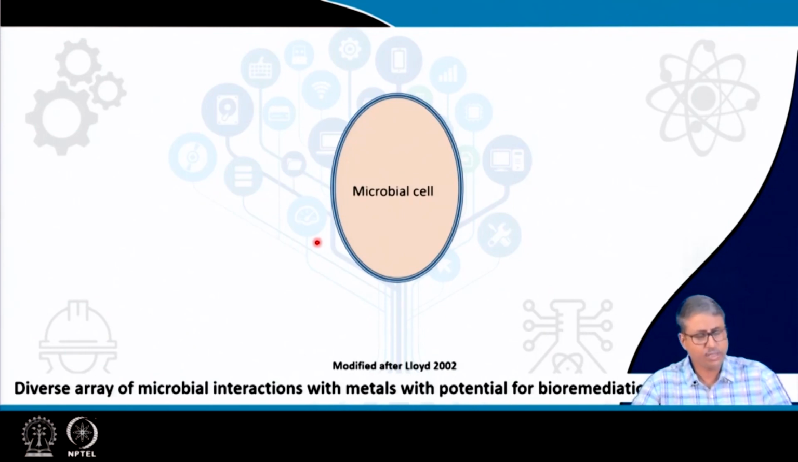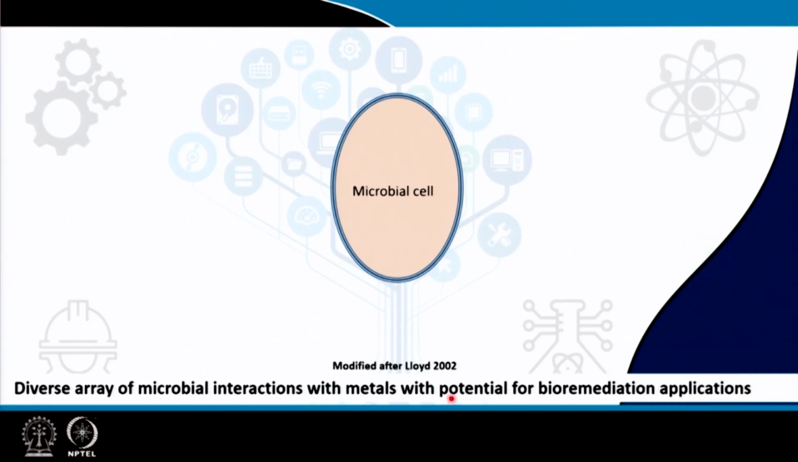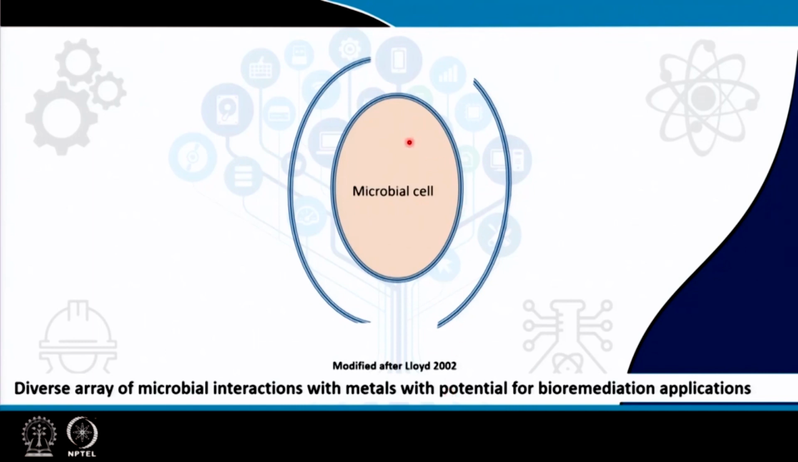Now, if we see this particular schematic, the diverse array of microbial interactions with metals with potential for bioremediation are discussed. This is the microbial cell, and I have just enlarged the cell with these two other lines in order to accommodate different types of interactions. First, as we discussed in our earlier lecture, divalent metal ions, or maybe other metal ions like arsenate or chromate, can also be transported inside the cell. So, the microbial cells are able to accumulate the metals inside the cell. Toxic metals can be accumulated inside the cell. This is one way of interaction.